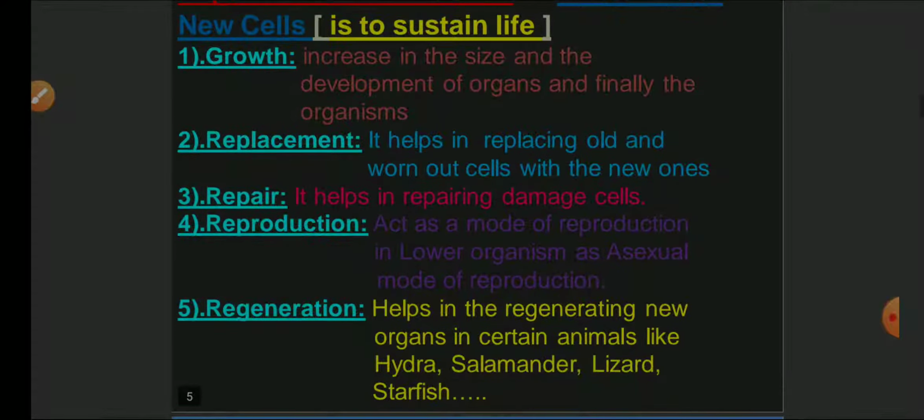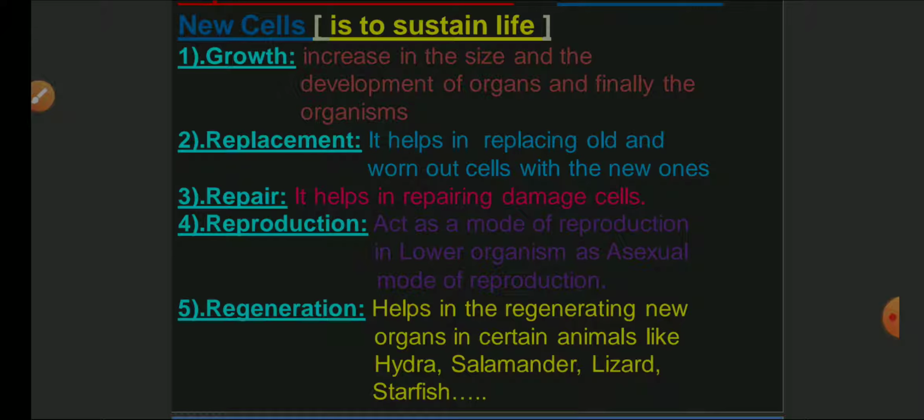The fifth one is regeneration. You might have seen a lizard's tail. If the tail of the lizard gets lost or cut, a new tail is formed. Salamander, starfish, hydra: if their arms are lost by accident, or by fighting with other organisms, or catching prey, or hiding from their enemies, and if they lose any of their arms, then new arms are regenerated.